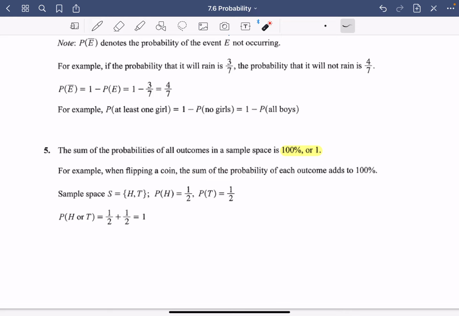Okay, when you're summing up the probabilities of all outcomes in a sample space, if that is not equal to 1, then it means you've done something wrong and you have to double check your solution.